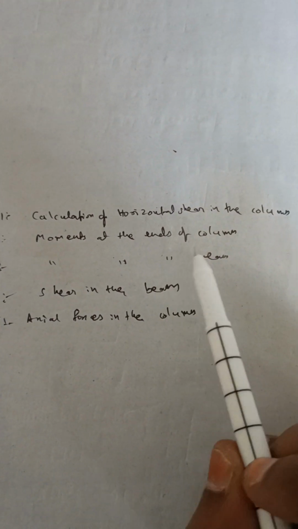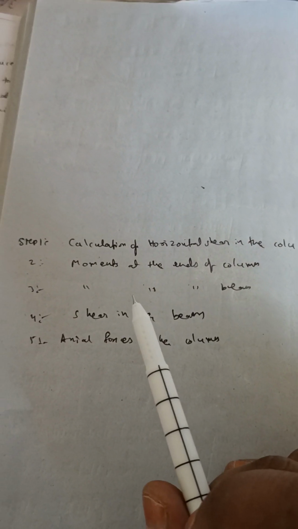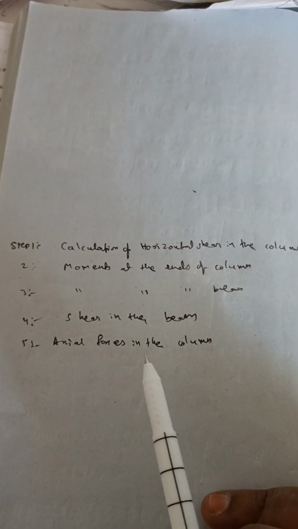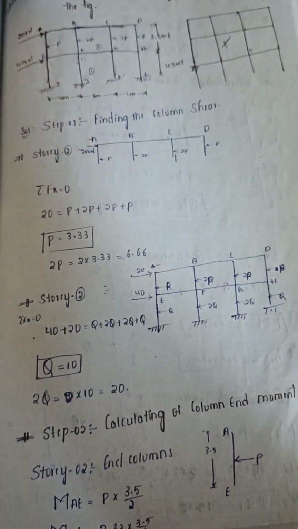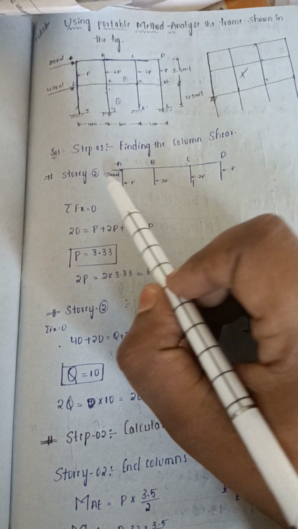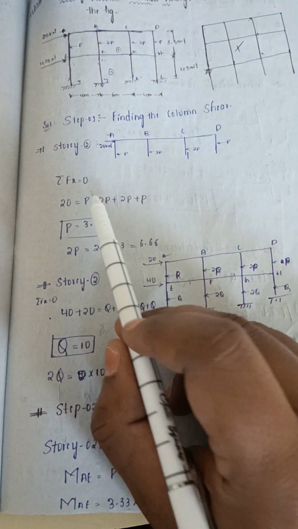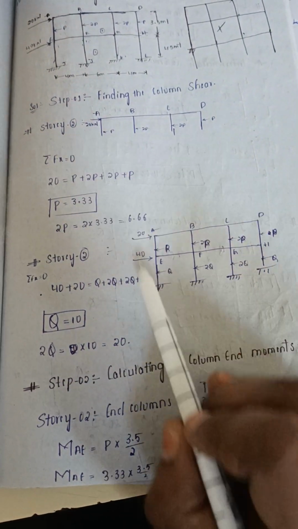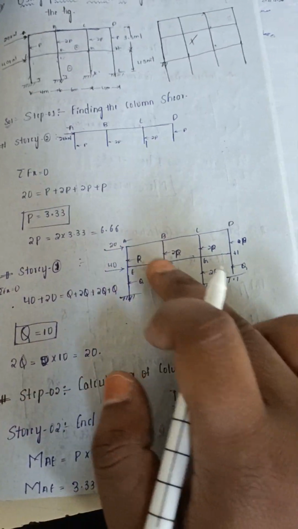The steps in the portal method are: first step is calculation of horizontal shear in the columns. Step 2, moments at the ends of the columns are calculated. Next, in step 3, moments at the ends of the beams are calculated, and shear in the beams is calculated. Then finally, axial forces in the columns are calculated. First of all, we need to find the column shear forces. Here we have drawn only story 2, this part. Then here, story 1 is to be considered.